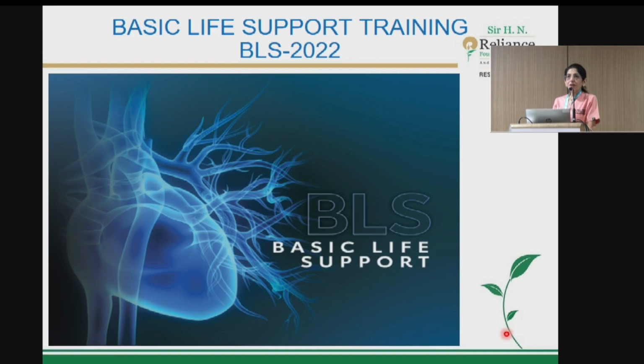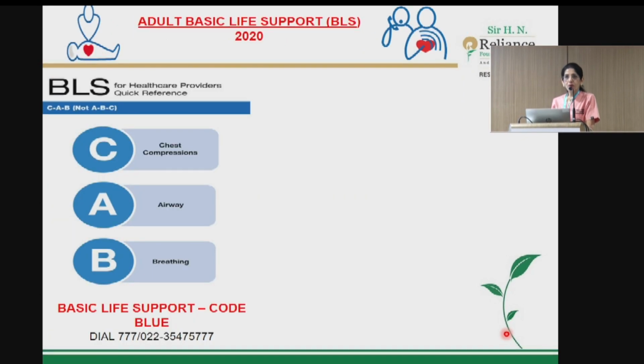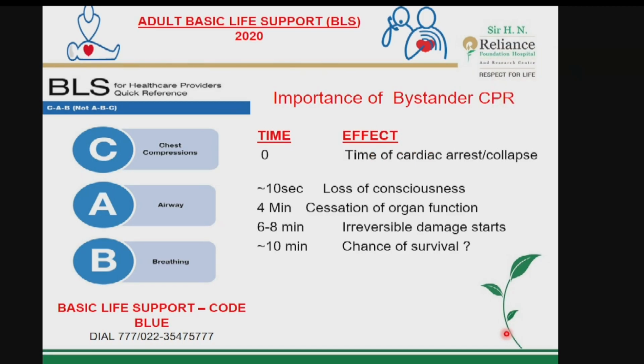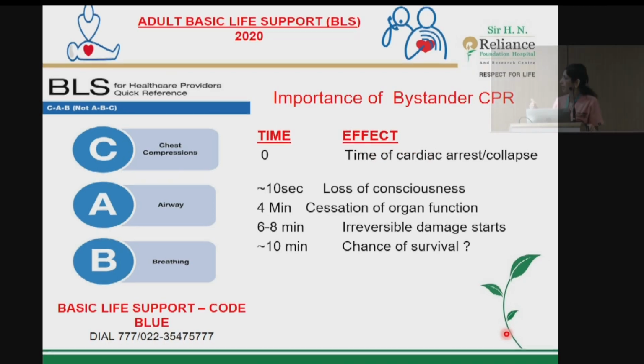So, I'll be speaking on basic life support. Whenever there's a collapse in front of you, how to resuscitate the patient, we are going to talk about that. The guidelines are laid by the American Heart Association and they were revised in 2020. According to the new guidelines, the steps of management are changed from ABC to CAB. Compression is the most important thing in resuscitation. So C stands for compression, A is for airway, and B is for breathing.